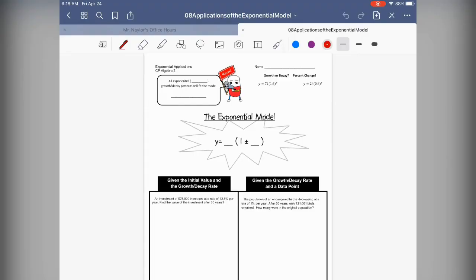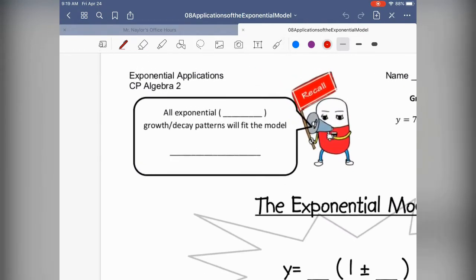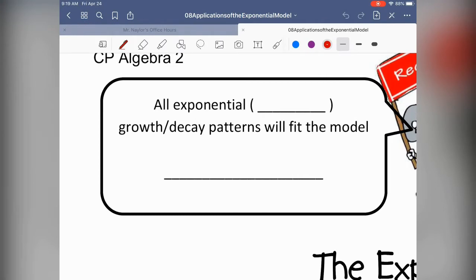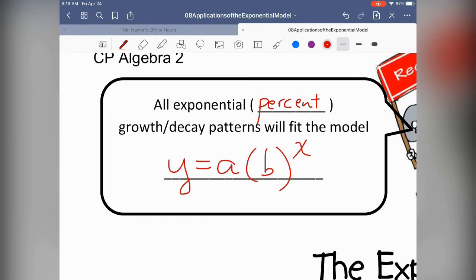Now the final round is to figure out just how we apply this exponential model to percent growth and decay patterns. So recall with me one more time that all exponential, that is percent, growth and decay patterns will fit into this model, y equals a b to the x. It's such a simple formula, but it's so powerful because it will allow us to apply all percent change models.